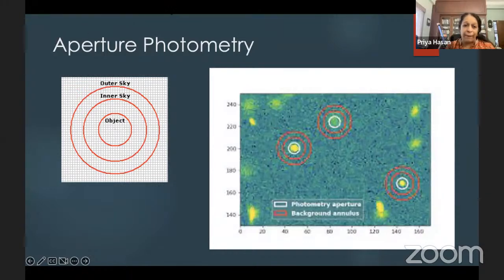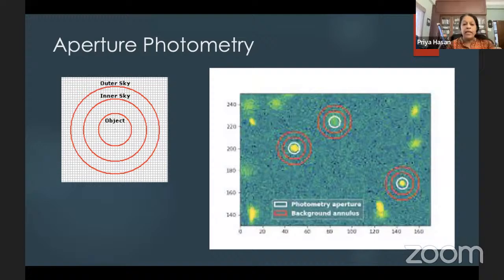So we can go on to absolute magnitudes. The other important thing is, how do we measure this brightness? If you're looking at a star, we measure this brightness using what is called aperture photometry. So let's say we have an object over here, which is the object we are looking at, say the star.